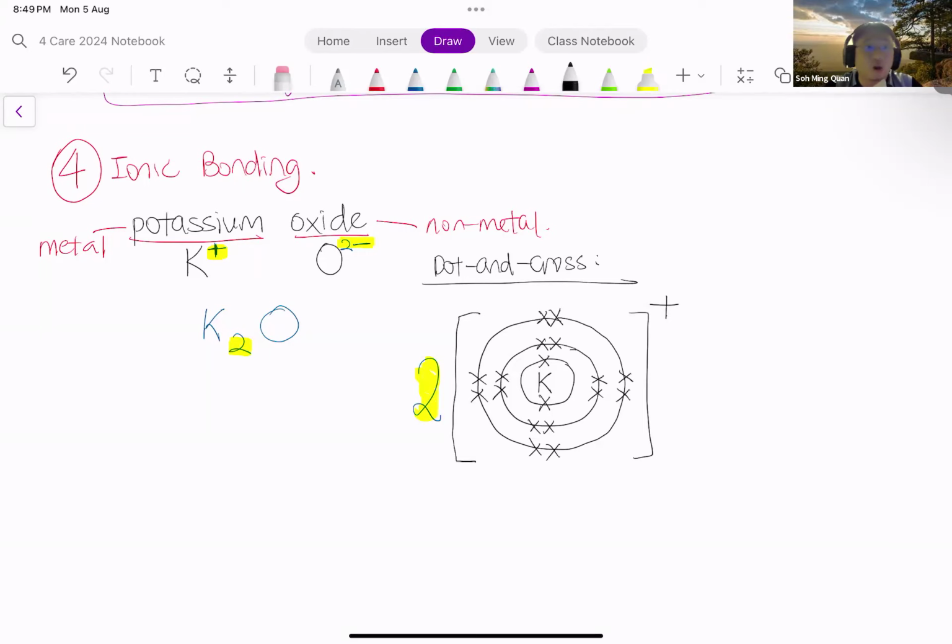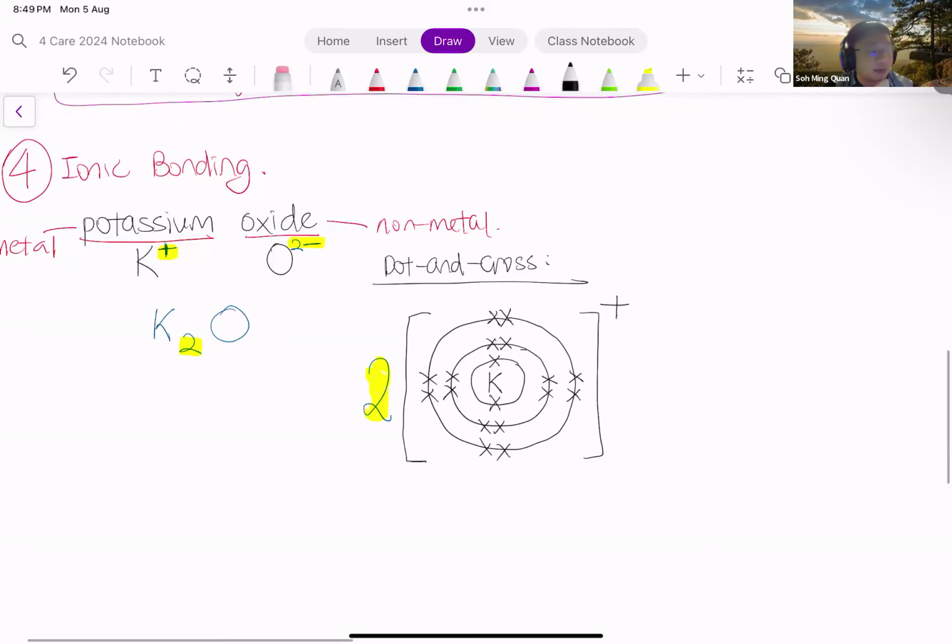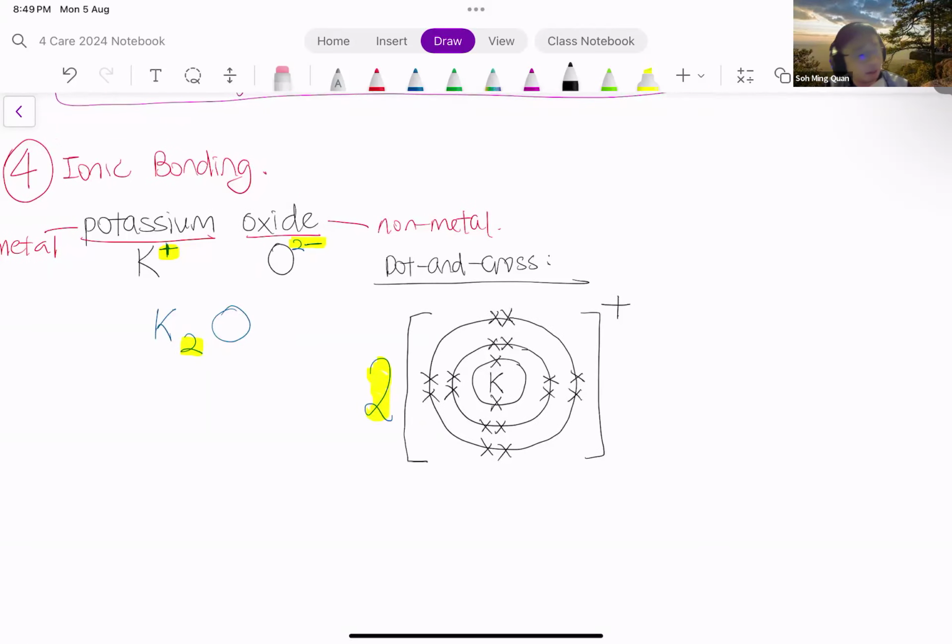Okay, so this is a convention you've got to learn. In a formula, the 2 is at the bottom, but when drawing a dot and cross, the 2 actually refers to 2 times the amount of the ion K plus, so it's written outside. Now we have O. O is 2,6. However, it gained 2 valence electrons, so now it's 2,8, with 2 in the first shell.